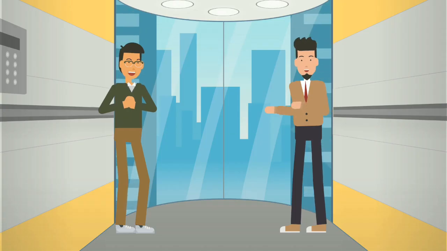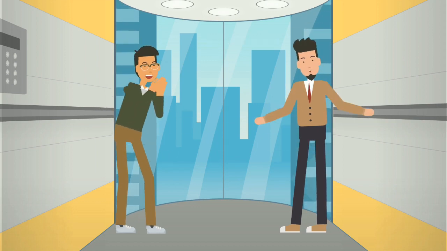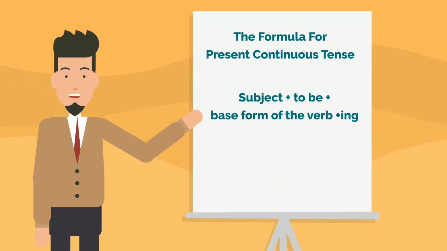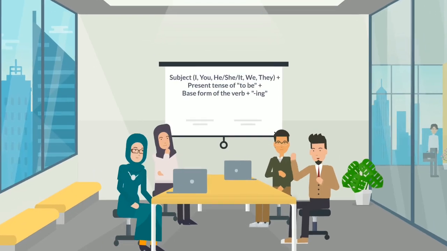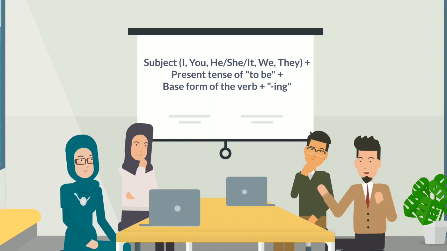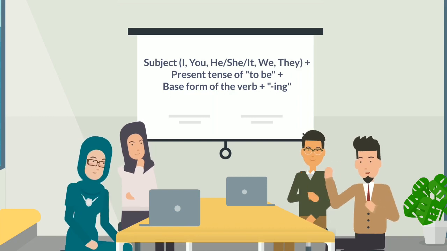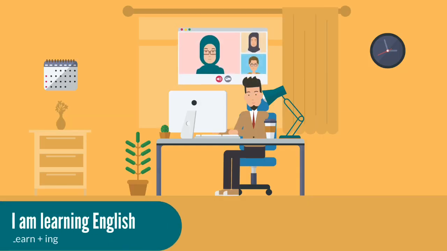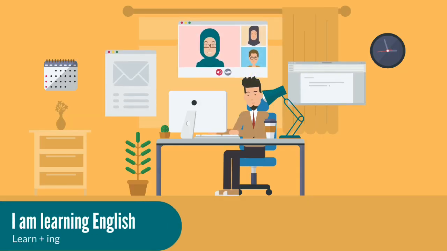The formula for the present continuous tense is pretty straightforward. It consists of two main components, the present tense of the verb to be, am, is, or are, and the base form of the main verb plus ing. So, it looks like this. Subject, I, you, he, she, it, we, they, plus present tense of to be plus base form of the verb plus ing. For example, I am learning English.